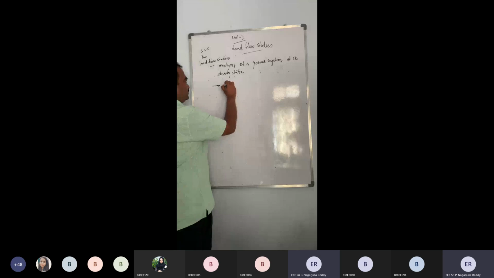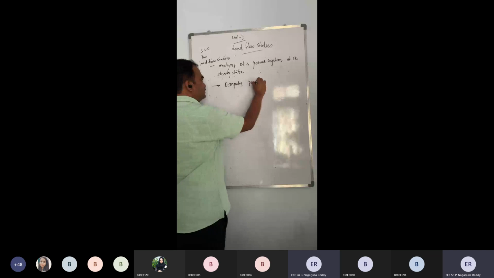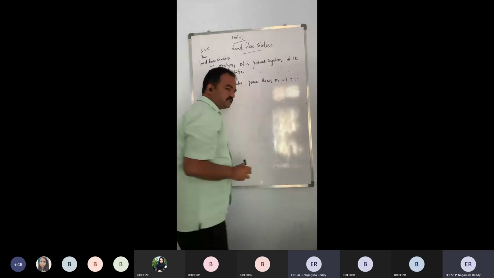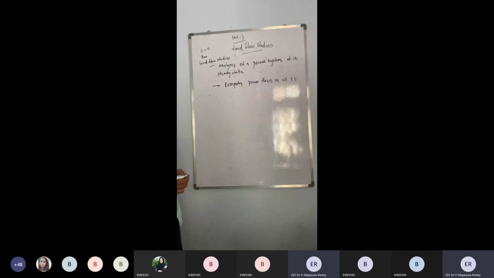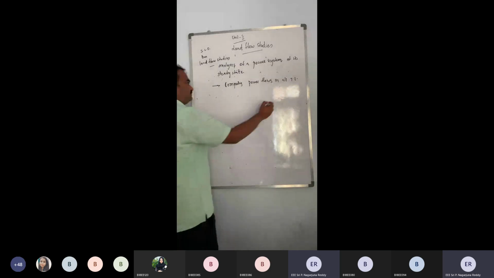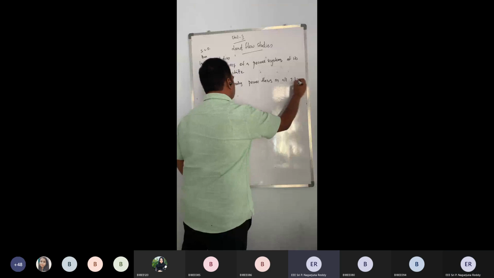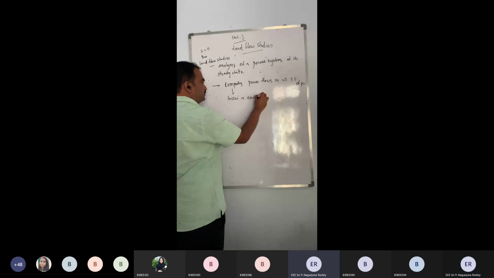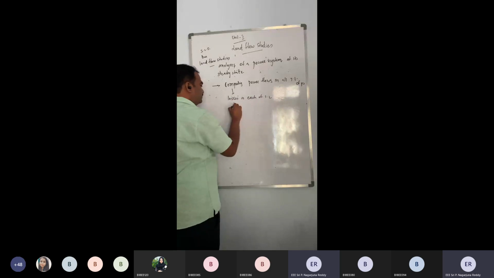It is about computing power flows in all the transmission lines of the power system. I am writing short lines only. And from there, we can compute what the losses are in each of the transmission lines. We can compute the efficiency of the power system. This is all about load flow studies. I hope now you have understood what you mean by load flow studies.